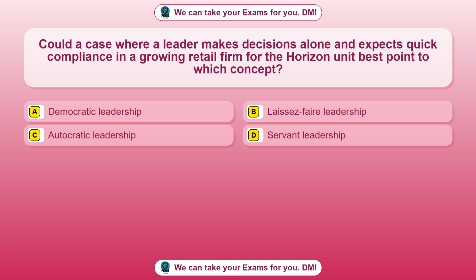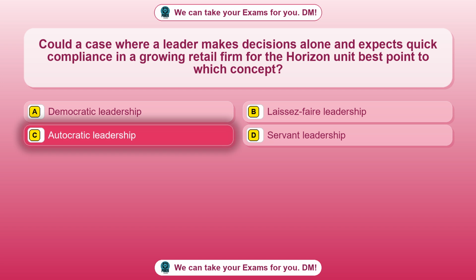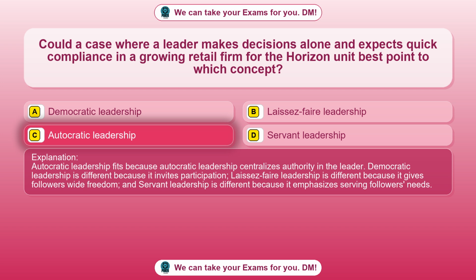Option A, democratic leadership. Option B, laissez-faire leadership. Option C, autocratic leadership. Option D, servant leadership. The correct answer is option C, autocratic leadership. Autocratic leadership fits because autocratic leadership centralizes authority in the leader.